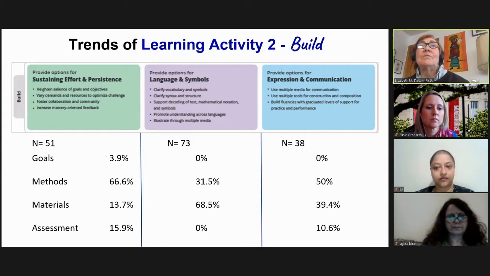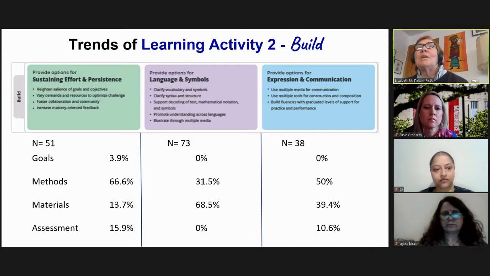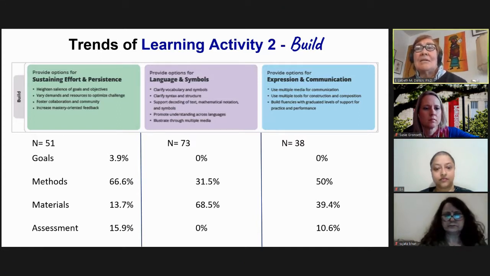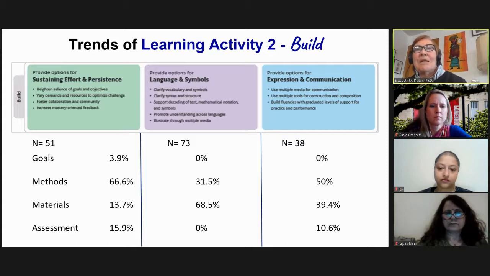And in order to be able to sustain effort and persistence, the students' responses were, as you see here, about 4% that related to goals, the majority related to methods, some related to materials as well. But now we see the idea of variations in assessment and assessment of processes, assessment tools coming into this whole area of how we would be able to provide options for sustaining effort and persistence. And for language and symbols, you can see more of what we saw before with the breakout being between methods and materials. But now in terms of options for expression, we see that yes, methods are a part of that, materials, but then also assessment as well.